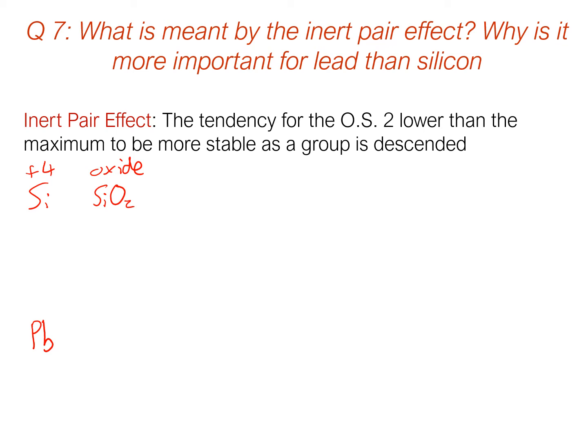If we go to the bottom of the group though, we see the inert pair effect in action. The oxidation state 2 lower than the maximum is more stable. So that means 2 lower than the maximum, oxidation state of +2 rather than +4. And if we look at the oxide of lead, it does just make PbO. If we try to make PbO2, and yeah, have an oxidation state of +4 is very unstable, and it's a powerful oxidizing agent. So that's the definition. The tendency of the oxidation state 2 lower than the maximum to be more stable at the bottom of the group.